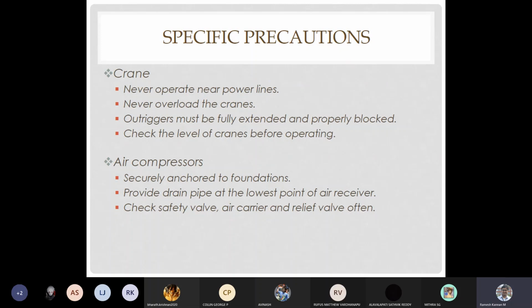And then some of the specific precautions, like how do you operate a crane, for example: never operate near power lines and something like that. So these are some examples I gave regarding crane operators. So this is called specific precautions, and this need not be a point of discussion for people who do transportation, I mean, transportation of debris from a site to the landfill. So this is specifically for crane operators. And air compressors should be securely anchored to the foundation and so on, right? So these are some of the specific precautions regarding a particular activity or a construction process.